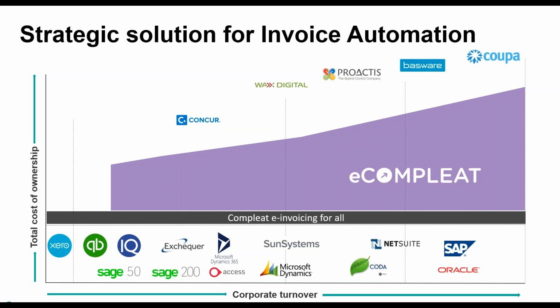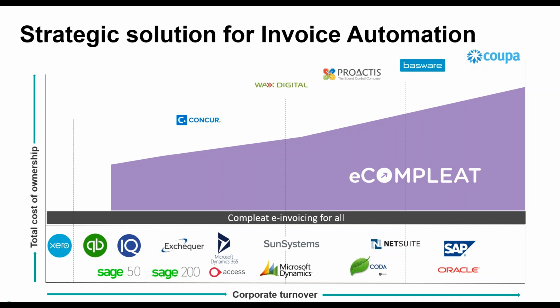So just to give you an overview of where we sit in the market right now and how we got here. So looking at the vertical axes, it represents the total cost of ownership for the software, with the horizontal representing the corporate turnover of the types of businesses purchasing the kind of software. So looking at our eComplete platform, it's used by customers integrated to Sage 50, Sage 200, but also all the way up to SAP and Oracle, for example. So it's a really flexible platform suitable for a variety of businesses.